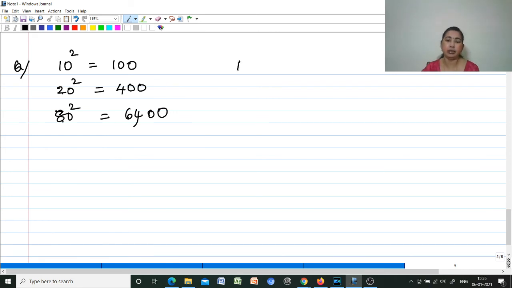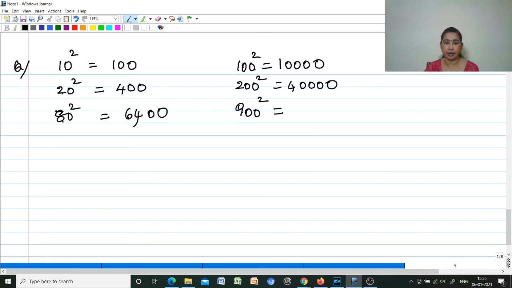Then what about 100 square? 1 square is 1. Here 2 zeros are there, then in the square 4 zeros will be there. Then what about 200 square? 2 square is 4, and here 2 zeros, its square consists of 4 zeros. Then what about 900 square? 9 square is 81. Here 2 zeros, in the square we can see 4 zeros. So that's a way of finding the number of zeros in the squares. It will be just the double.